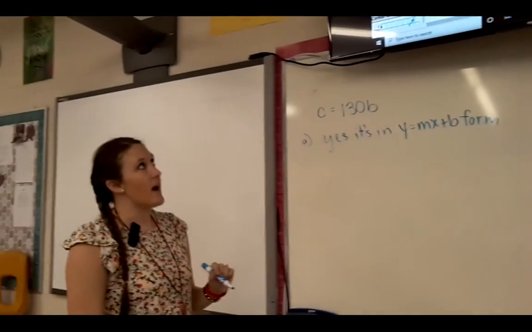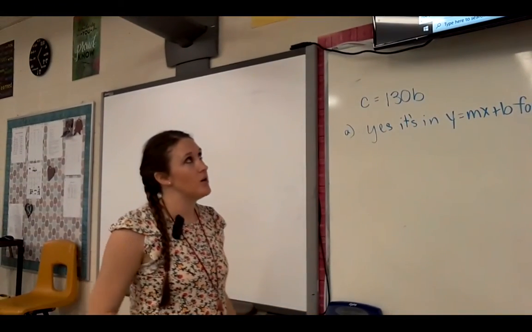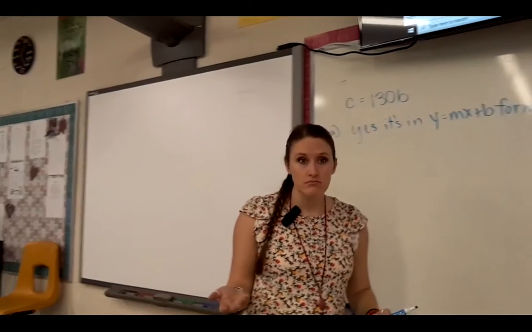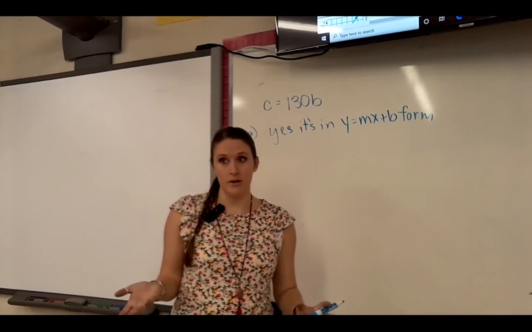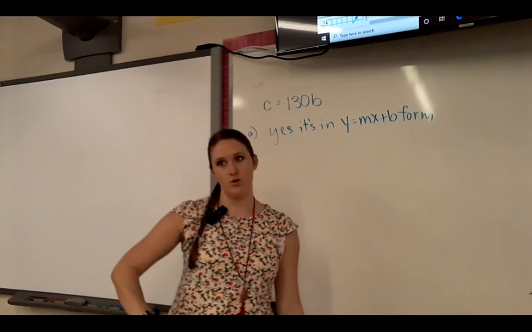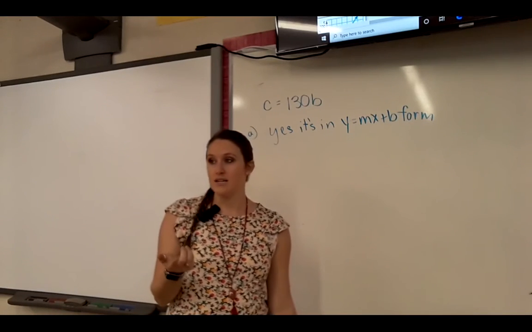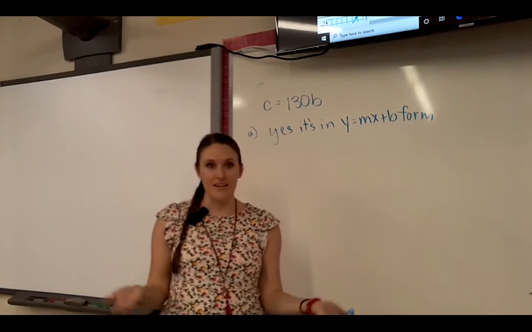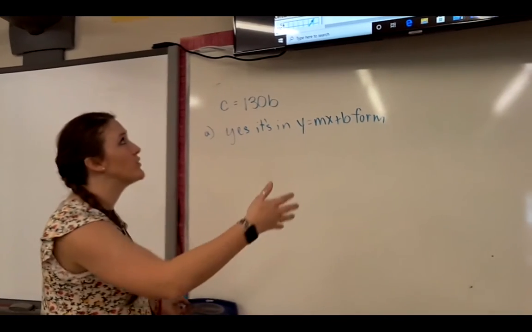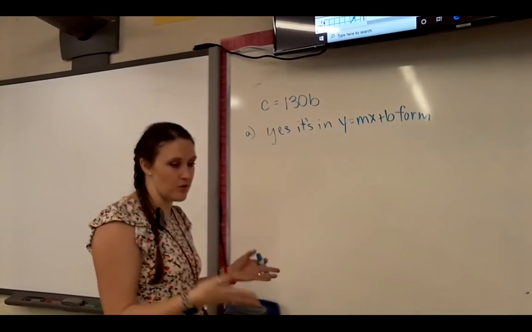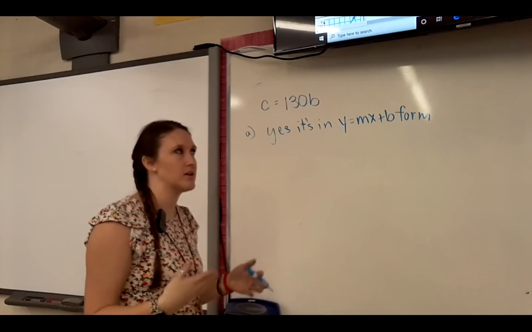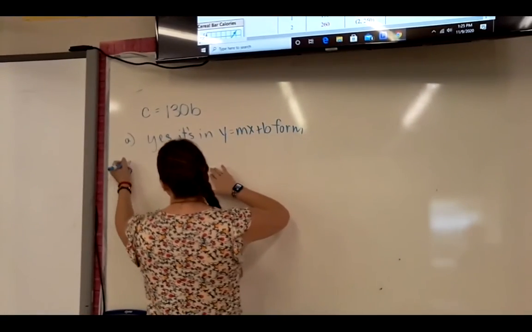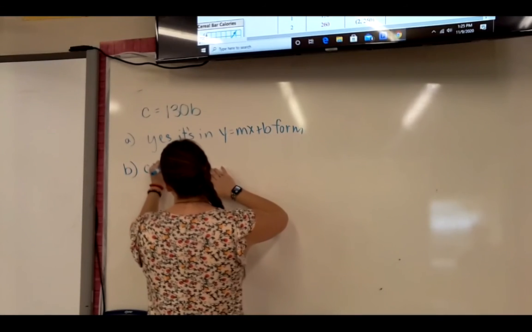Okay, B says find the domain of the function. Is it discrete or continuous? Could we eat half of a cereal bar? Yeah. Nobody tells us that you can't eat just half of that. You don't have to eat the whole thing. So it would be continuous because I may take one bite and not want the rest. If I want to eat the whole thing, I can. So we're not set on an exact amount of the cereal bar that we have to eat. So it is continuous.